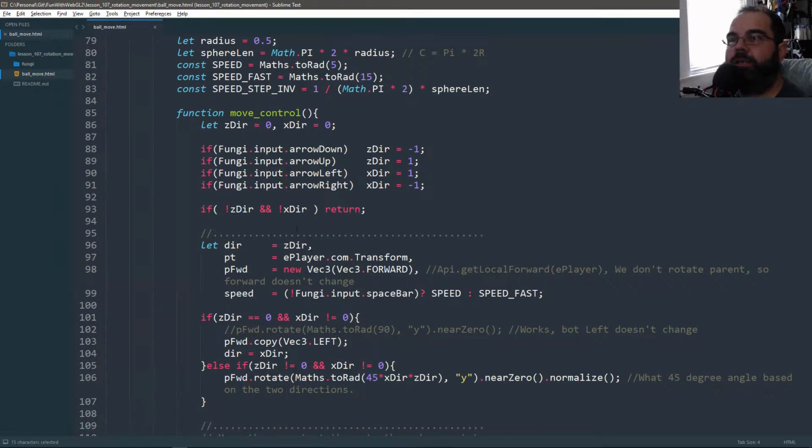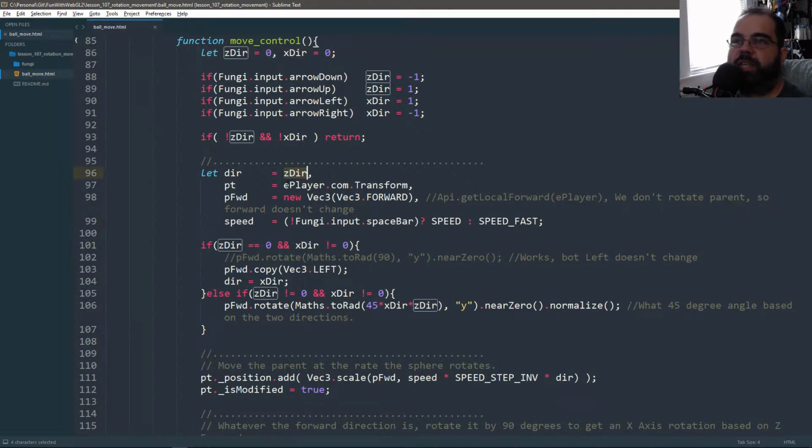All right, so first order of business, we've got to find out which direction we're going. So I need Z and X direction, basically. So it's 1 or -1 in a direction. If both of them equal 0, exit. That means there's no motion or rotation. There's no direction I'm going. I'm not holding down a button.